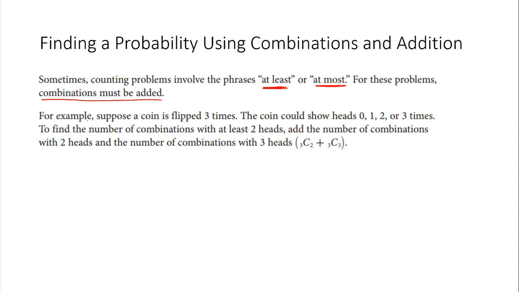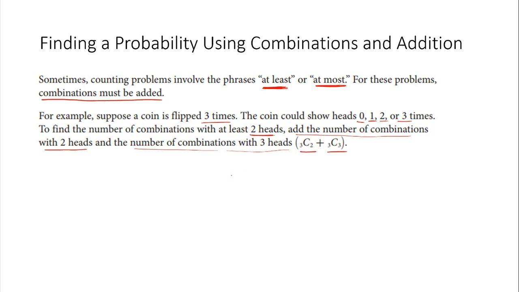Okay. So, for example, suppose you flip a coin 3 times. The coin could show heads 0 times, 1 time, 2 times, or 3 times. Who knows, right? But those are the possible scenarios that could happen. Now, to find the number of combinations with at least 2 heads, we're going to add the number of combinations with 2 heads and the number of combinations with 3 heads, just how it says there.